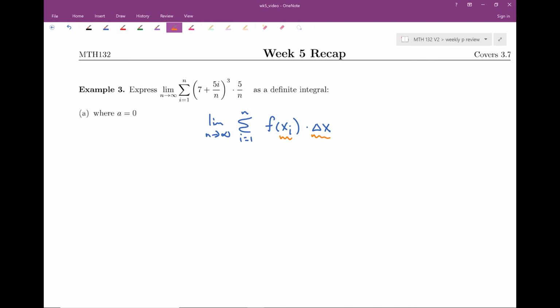Delta x is (b minus a) over n. In this case, a is equal to 0, so this is going to be b over n.